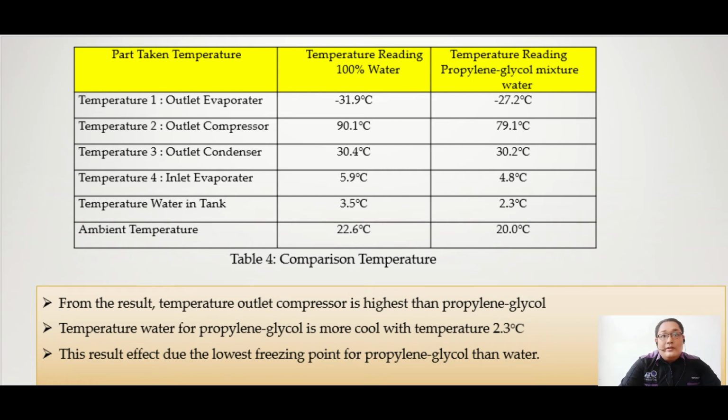This table shows the comparison of temperature for both. From the result we can see the compressor temperature is higher for water than for propylene glycol. Okay. Second, the temperature of water for propylene glycol is cooler at 2.3 Celsius than 100% water, which is 3.5 Celsius. Okay, this result is due to the lower freezing point of propylene glycol than water. As we know, propylene glycol can go to negative 47 Celsius, with a minimum of negative 27.